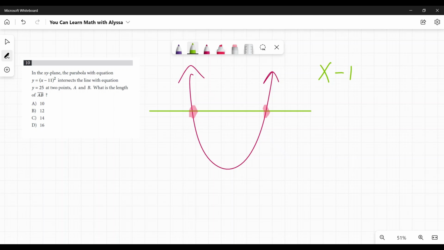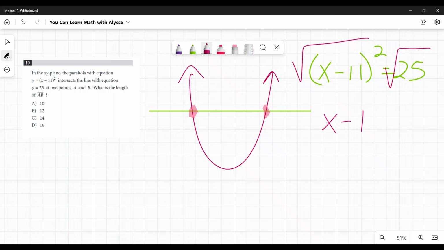So x minus 11 squared must equal 25, because it's y equals x minus 11 squared. To solve this, I'm going to take the square root of both sides, and I get x minus 11 equals the square root of 25, which is 5, but remember that could be positive or negative when we take a square root. You have to remember that. So now I have two options, and I'm going to separate those. X minus 11 equals a positive 5, and x minus 11 equals a negative 5.